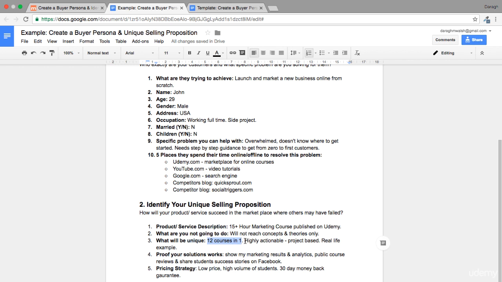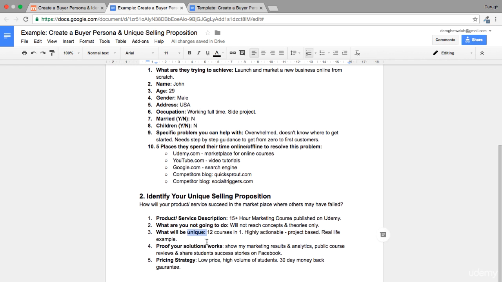Also, it's unique because it's highly actionable, it's project based, and you've got that real life example running through every single section of the course. So that's just something I'd never seen done before, and I think that really makes it unique as well.